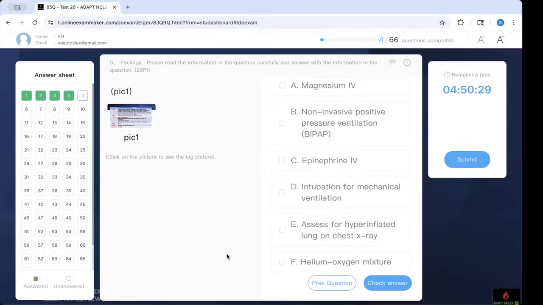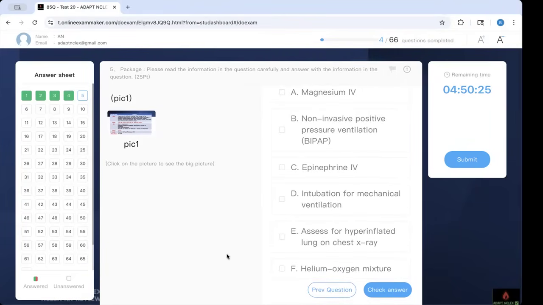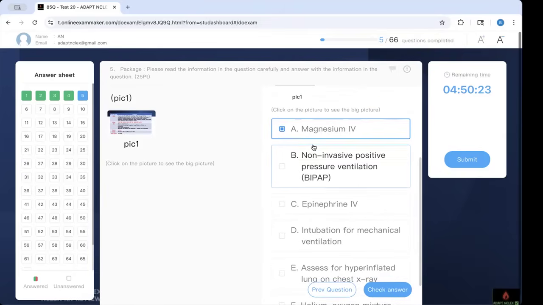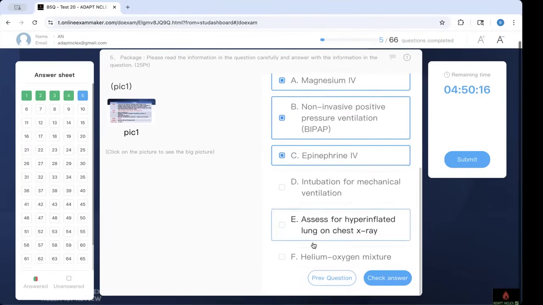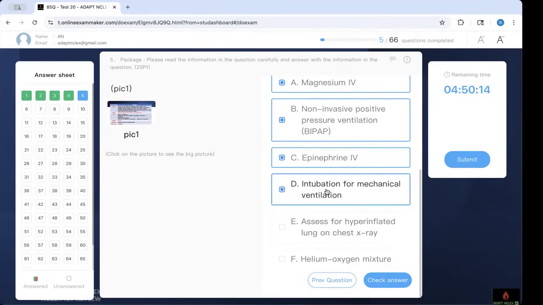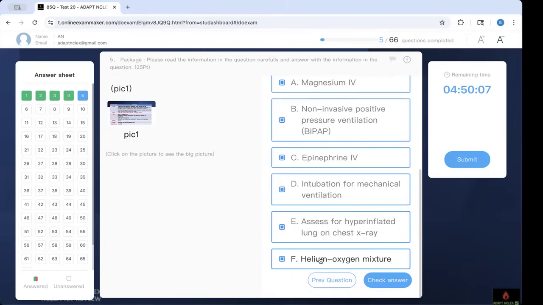This is a classic status asthmaticus question. But I want you to know, if you don't know, you have to give them magnesium. They may need a BiPAP to keep giving them oxygen, epinephrine to take care of the associated allergy. You may eventually have to intubate them. You've got to get an X-ray to make sure there is not too much trapping of air. And they may need oxygen mixed with helium to open the airway. This is the treatment of what? Status asthmaticus. How did you do? I know you did well. Let's continue.